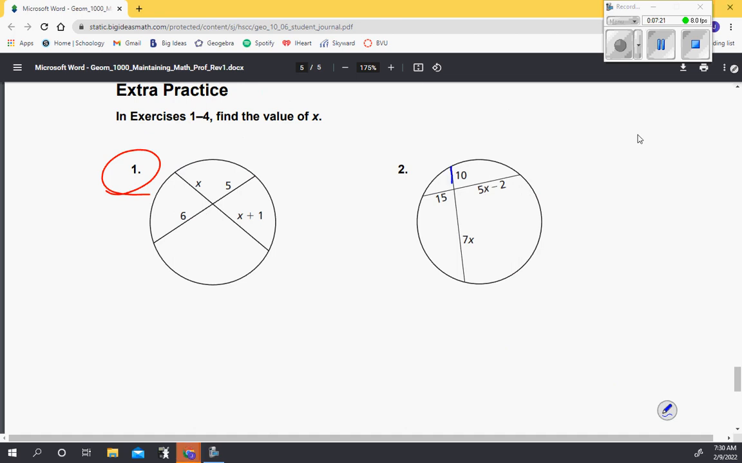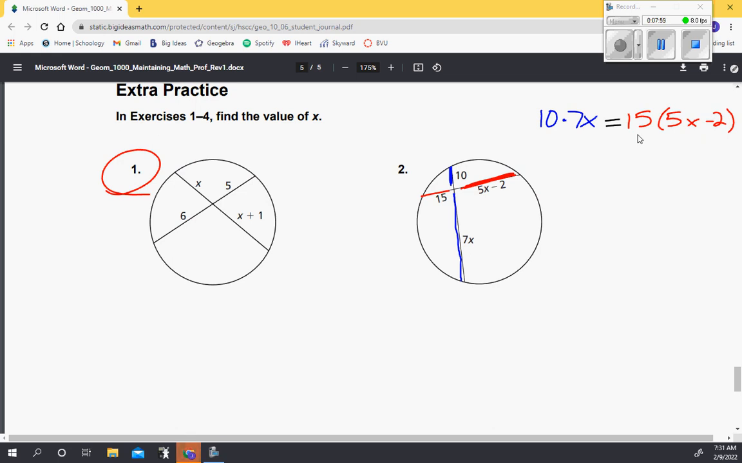Take one segment, 10 times 7x. That is equal to 15 times 5x minus 2. Notice how I use parentheses. It's because it's 15 times this entire length, and this entire length is 5x minus 2, not just 5x. We need to use parentheses there.